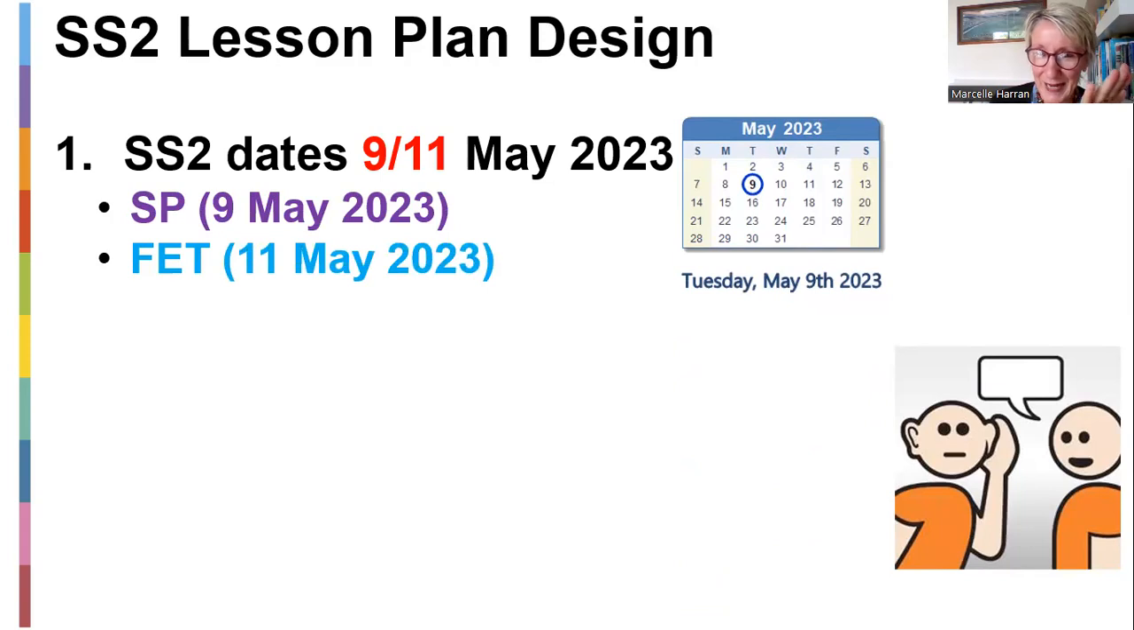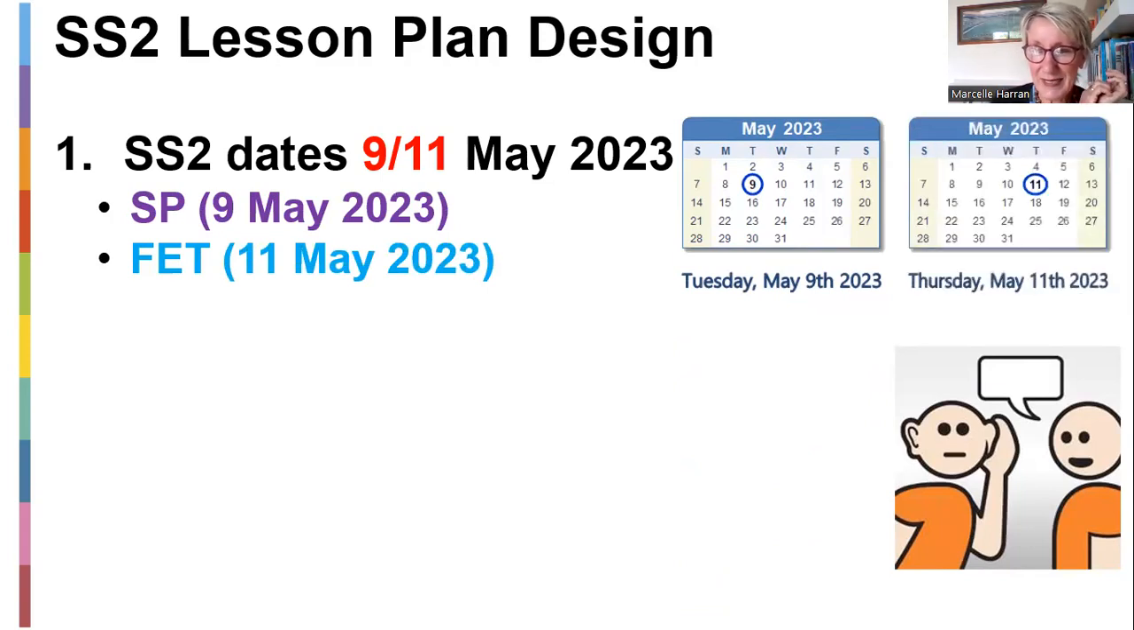For FETs, they're different colors, not the same. It's on the 11th. Not the same date. So you can submit on the 9th, but SPs, you cannot submit on the 11th. All right, please just get this into your brains that this is not negotiable. You can submit before the 9th, but you can't submit after the 9th. Please take note of the submission dates. Don't assume they are the same. They are different. Please take note, listen to the recordings.